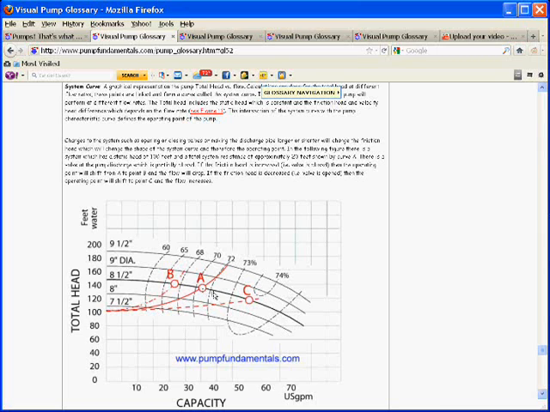So keep in mind that this is a pump that can only operate on this curve. Now, once it's selected and running, these curves are no longer available, right? This would only be available if you were at the design stage and trying to figure out what impeller diameter you need.